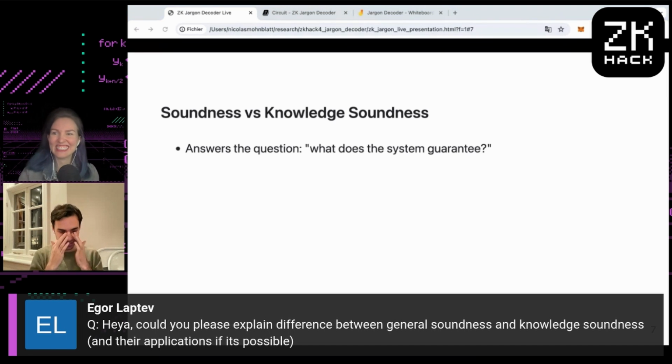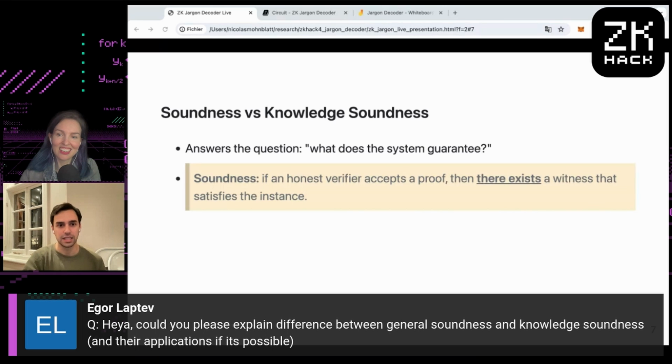And so here, the difference between soundness and knowledge soundness is what does the system guarantee? Earlier we had who are we protected against, but what's the guarantee that we get? In the case of soundness, we know that if an honest verifier accepts a proof, then there exists a witness that satisfies the instance. And I'm throwing in these words, witness, instance.